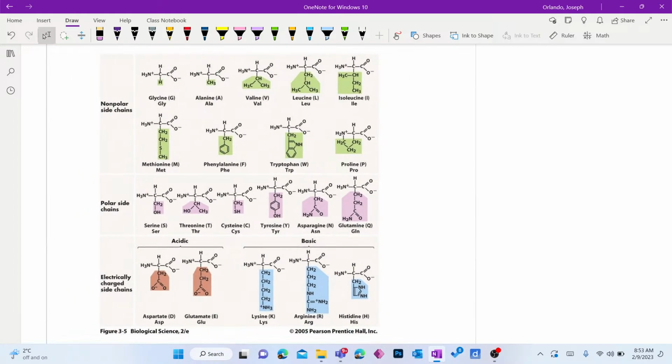Which of these will be hydrophilic? Which of these will like water, interact well with water? The polar ones, sure. What about the electrically charged? Will they interact well with water, which is polar? Yeah, the whole point of polar interactions is that they're these partial charges, right? And the partial positive of one water is attracted to the partial negative of the other. Well, all the better if you have a full charge. So all of these have hydrophilic side chains. This is what we determined.